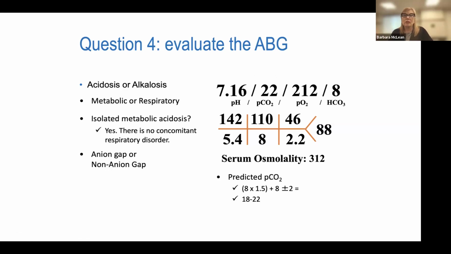I do have a relatively wide gap. So remember, the gap is sodium 142 minus bicarb plus chloride. So 142 minus 118. I have a gap of somewhere around 30. I can't do the math in my head. Isn't that terrible? So 142 minus 110 leaves me with 32, 32 minus 8. Sorry. So yes, somewhere around 26. It's a wide gap. I have a wide anion gap. I have profound, severe, significant metabolic acidosis.